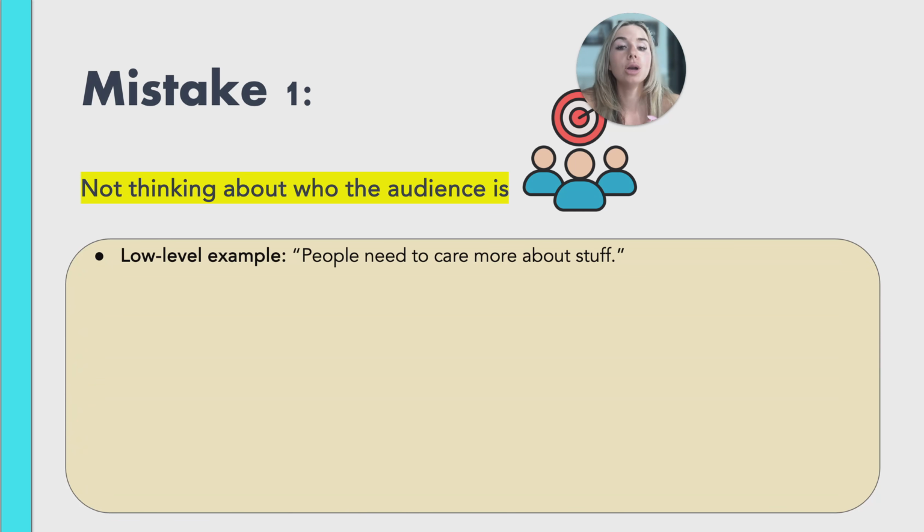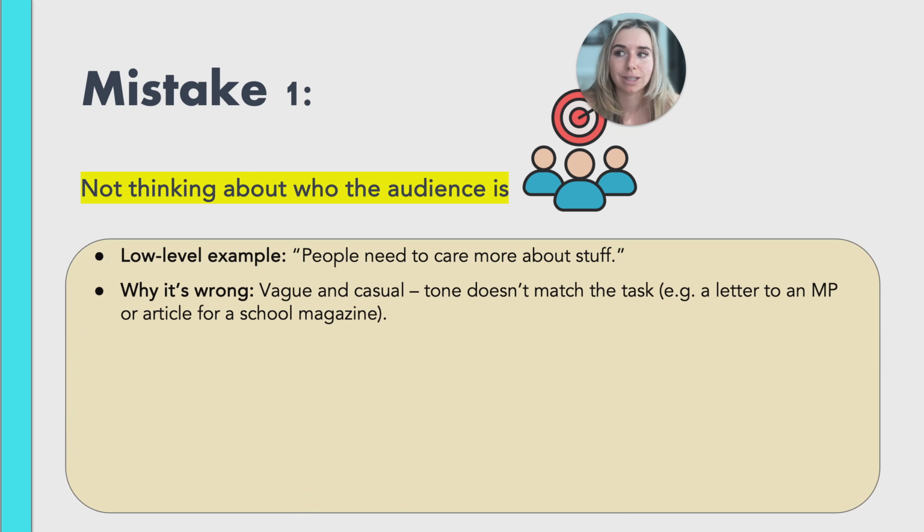So a low-level example would be, people need to care about stuff. Not great, is it? This is vague, it's casual, the tone doesn't match the task. If, for example, the letter is to an MP or an article for a school magazine, it doesn't tell me who they're talking to. It should be really clear when I read through your response. If I haven't looked at the question, I should be able to know who your audience is by the tone that you're using. Are you formal? Are you informal? And also the way that you're talking about certain topics.